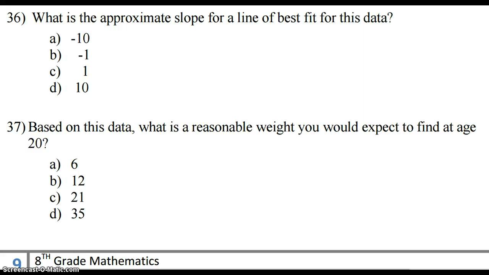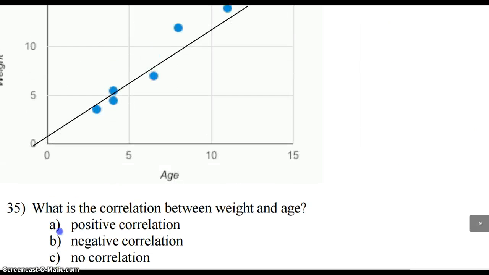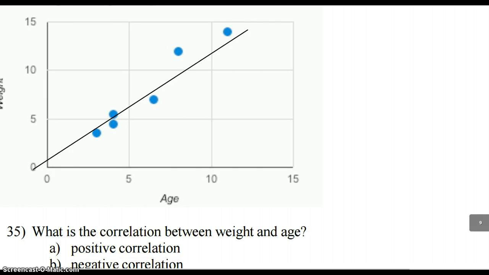Alright, well, 2 of these weights are too low, A and B. A weight of 6 would be, again, about right here. As we saw, that's about age 5. So that's definitely not it, because 20 is way over here somewhere for age. And a weight of 12 is closer to age 10. So we can eliminate those 2.